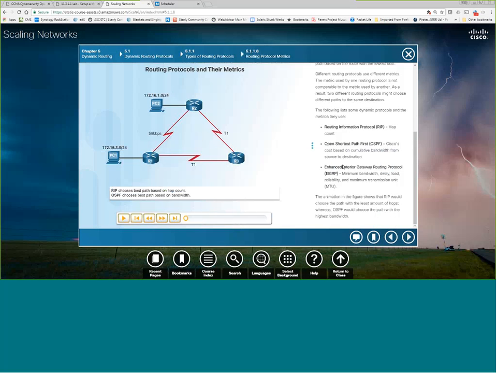Why is EIGRP considered better than OSPF? It's a Cisco proprietary protocol, and it's their operating system, so they did it that way. So it doesn't run all three protocols and have a table for each one? No, there's one route table.